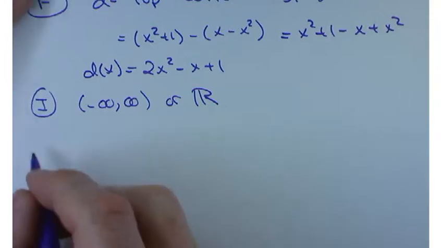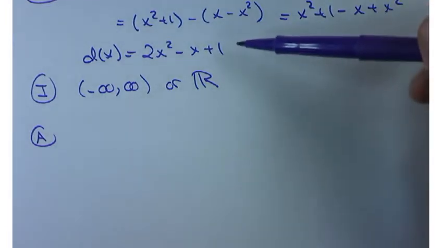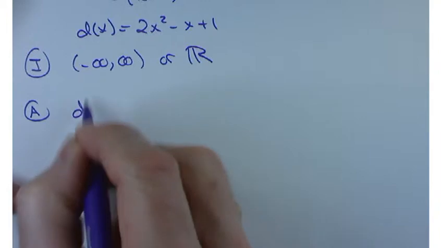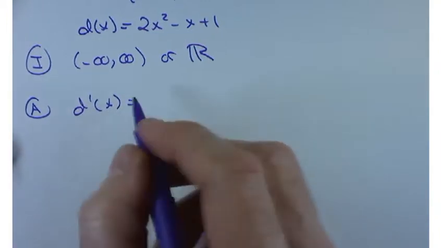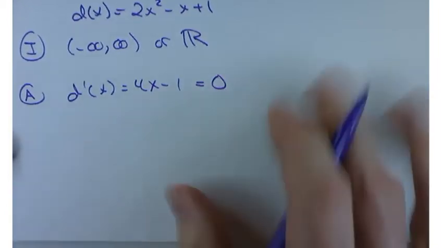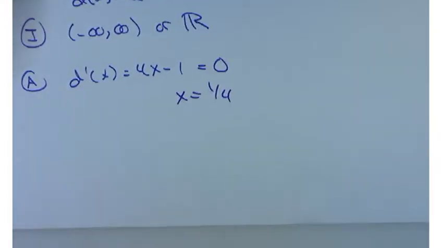Now we get down to the calculus part, the analysis part. So for the analysis part, we want to try and find where this is a minimum. So how can we do that? How can we find where this is a minimum? Yeah. Start by calculating the derivative. So d prime of x, help me out with that. What would that be? 4x minus 1. And I want to know where that's equal to 0. And I hope you can see that that's at 1/4.